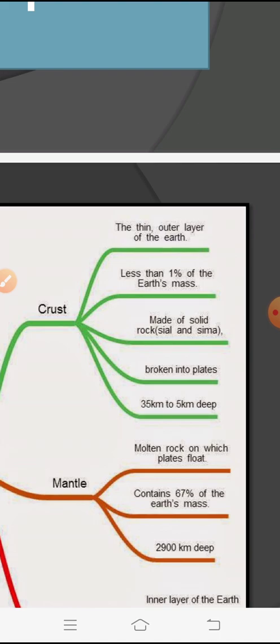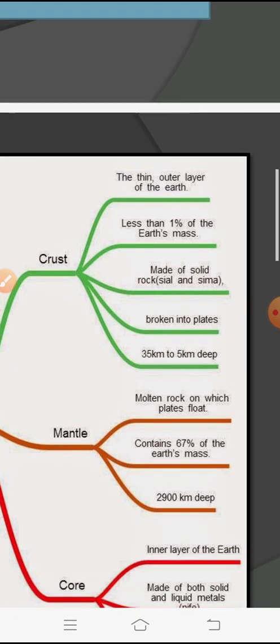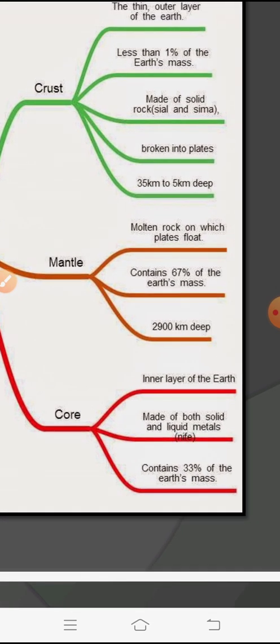Crust is a thin layer, or outer layer, of the earth. It is less than 1% of Earth's mass. It is made up of solid rock, that is Sial and Sima. It is broken into plates. Different plates are there on the earth, so it is called broken into plates. Those are also called continental plates. And this crust is 35 km to 5 km deep.